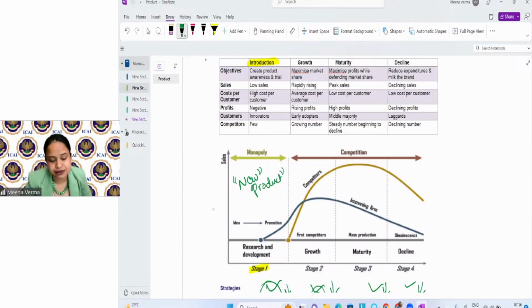Can you give us some example? A very recent example I have: ChatGPT was introduced, artificial intelligence or ChatGPT, right? Recently ChatGPT has been introduced, artificial intelligence has been introduced. So these are all new products in the market. Initially when you introduce a new product in the market, let me consider some other example. New product.